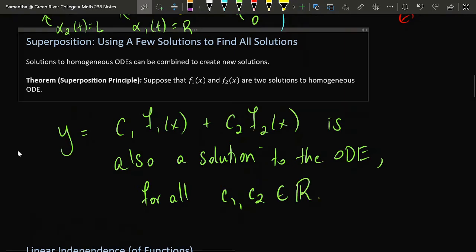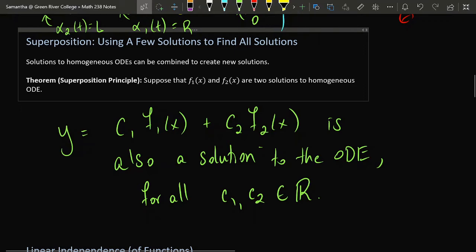So the superposition principle says that if you have two solutions, you can combine them to get a third and a fourth and a fifth and so on. You can actually get infinitely many new solutions by choosing different values for C1 and C2.